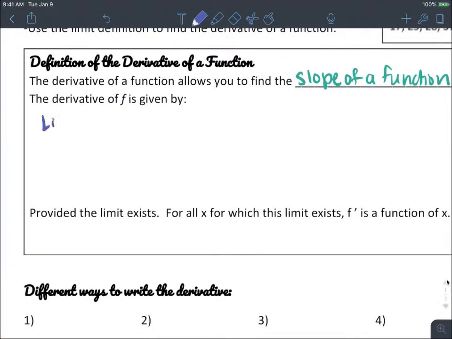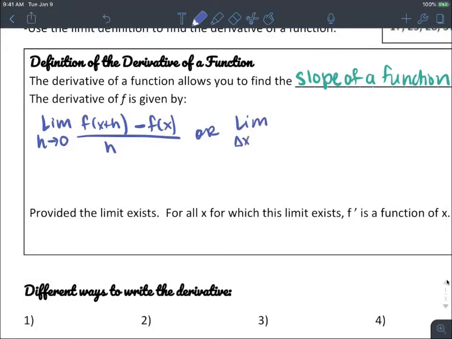So we say that the limit as h approaches 0 of f of x plus h minus f of x over h. This is just a slope formula: my first output minus my second output, all over the change in x, so just h. Another way we write this, we can use this notation: as the change in x goes to 0, we have f of x plus the change in x minus our original output, all over the change in x.